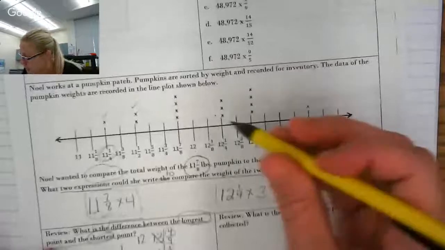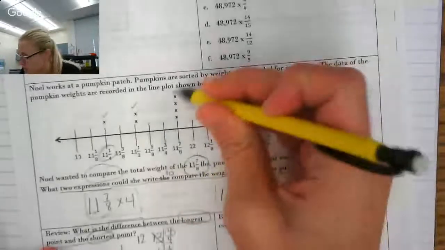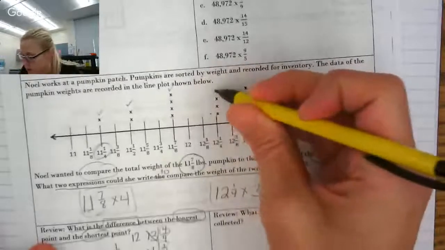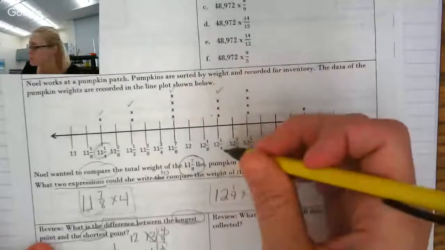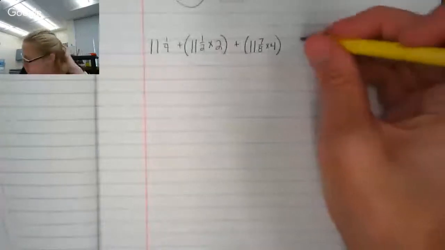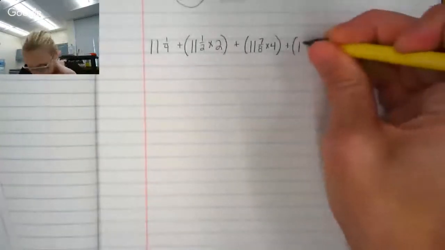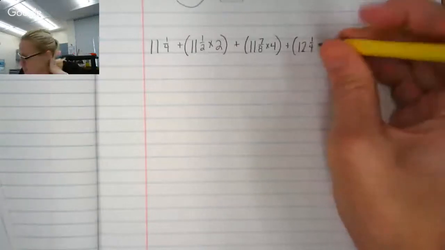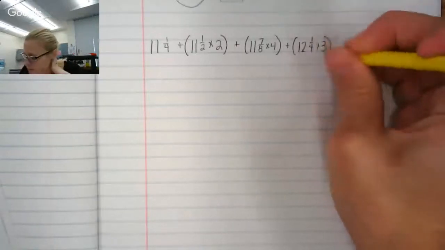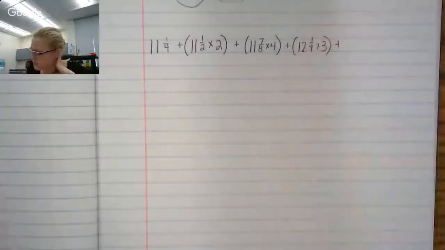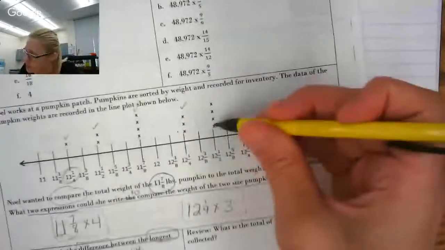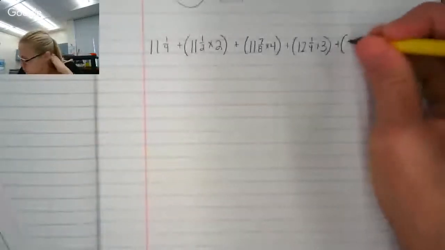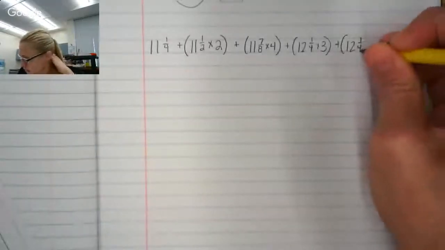All right, so the next one, I'm going to check that off. I've done that one, is 12 1/4, and there's 3 data points. So I'm going to take 12 1/4, and I'm going to multiply it by 3 data points. So plus 12 1/4 times 3 data points, plus 12 1/2 times 1, 2, 3, 4. So 12 1/2 times 4.